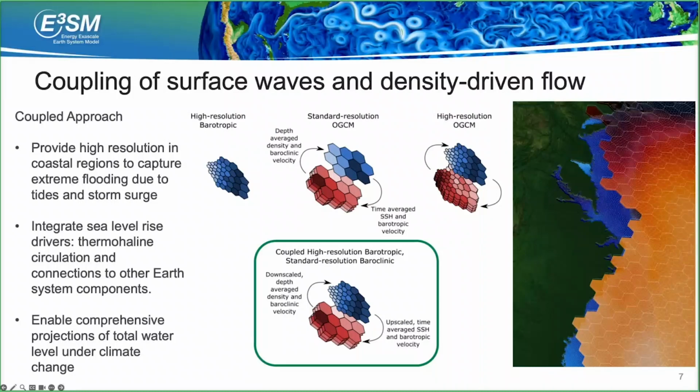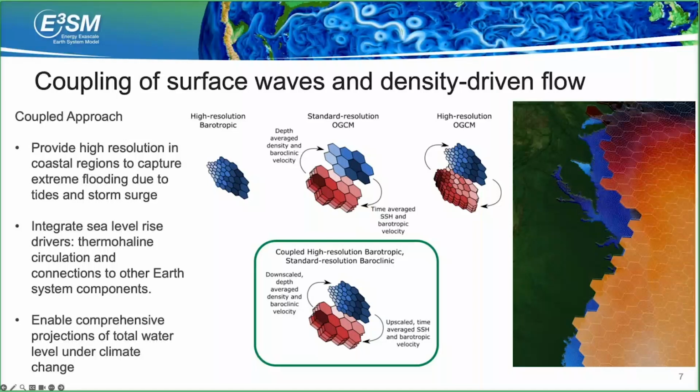And so hopefully this allows us to have more comprehensive assessments of total water level and flooding risks under climate change. And so we'd look to have something like what's on the right, where we'd have two global meshes, one of which is barotropic and one of which is baroclinic, that are two-way coupled.